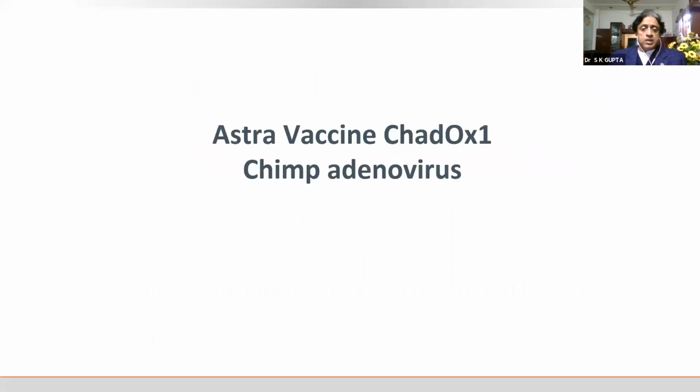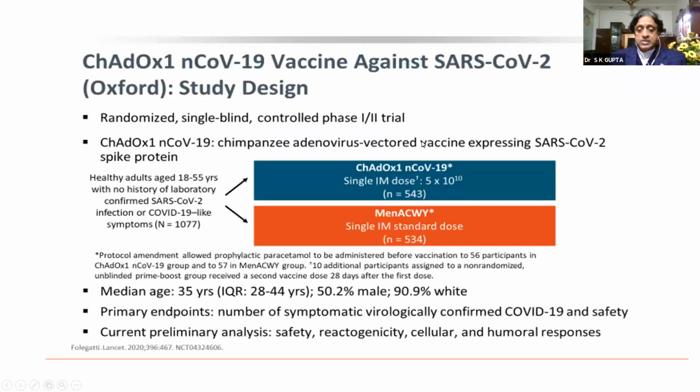Now I will be talking about another vaccine, the AstraZeneca vaccine or the Shadox-1 vaccine. This is the vaccine which was named Shadox-1 because it uses a chimpanzee adenovirus, and it is being produced by the Oxford University. This is the result of the phase 1 and phase 2 trials.